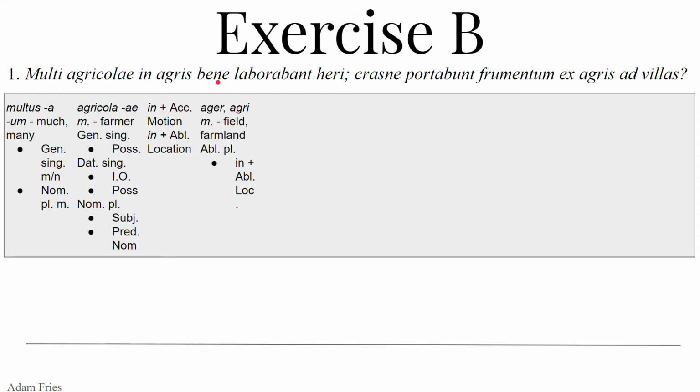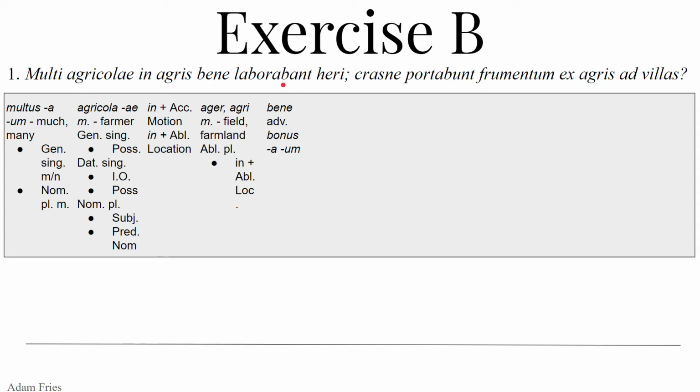Bene. Bene is the adverb form of bonus, a, um. Whereas bonus is good, bene is well, and it's an adverb. So it's going to modify either a verb, an adjective, or another adverb. Well, we've got noun, preposition, noun, and adjective. Well, many, it's kind of weird. So let's wait. Let's see what we have next.